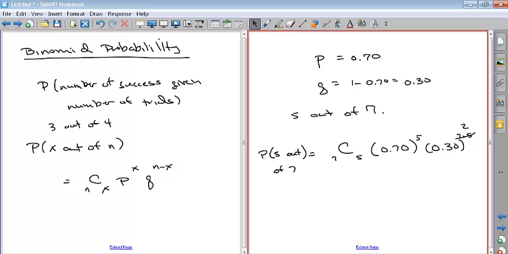So that's a binomial probability. It uses probability as well as just counting all the different ways that things can come out successful.